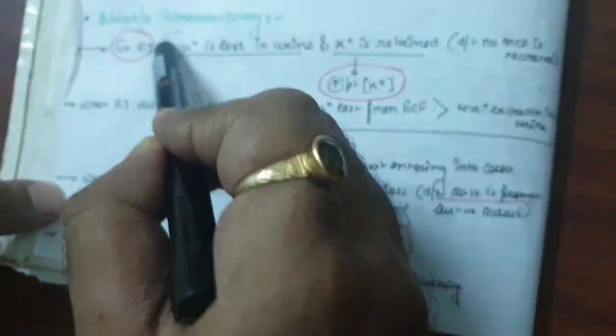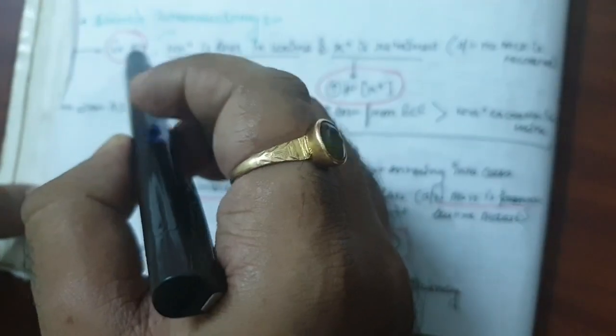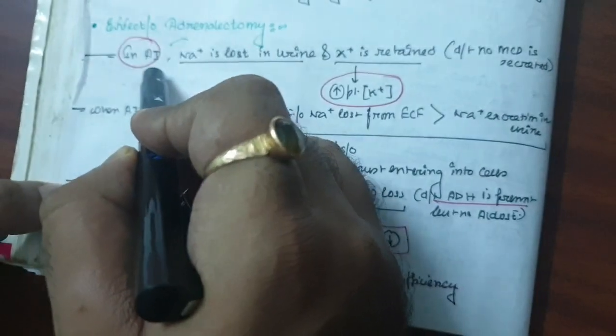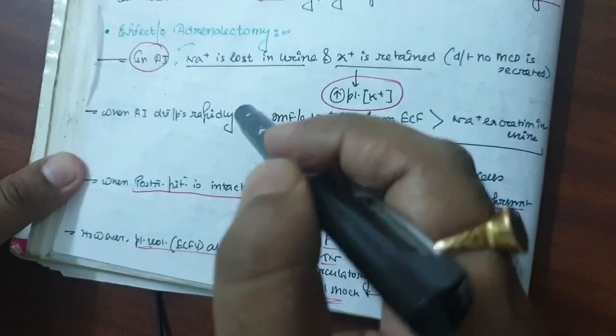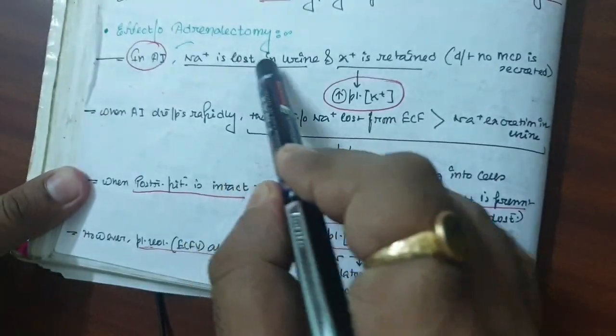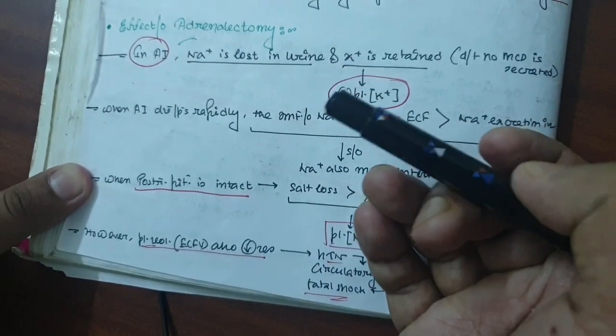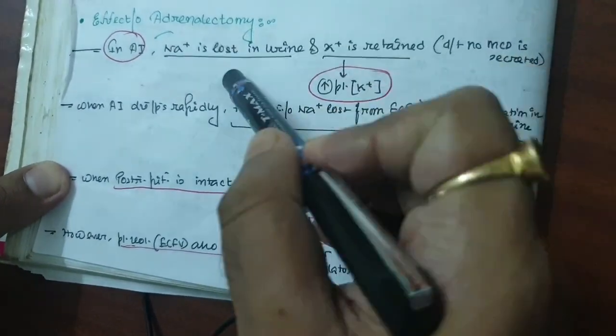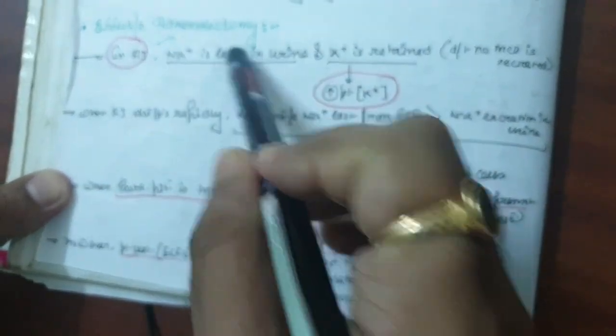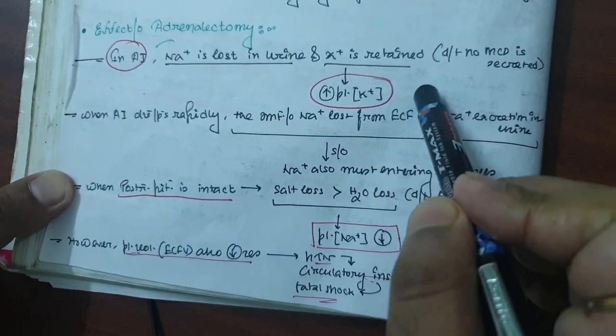In adrenal insufficiency, that means if there is no adrenal gland in our body or deficient hormone production by the adrenal cortex, there is sodium loss in the urine. As we know, aldosterone is responsible for sodium retention. There is no aldosterone, no sodium retention. Sodium is lost in the urine and potassium is retained.